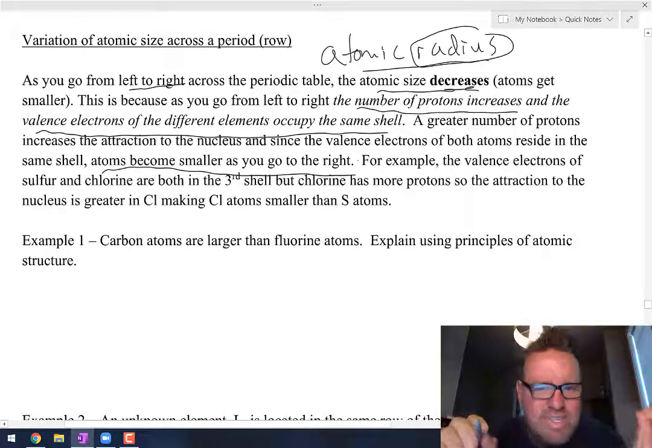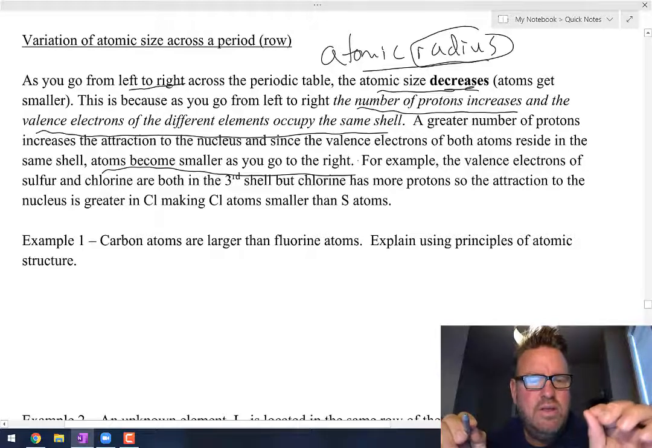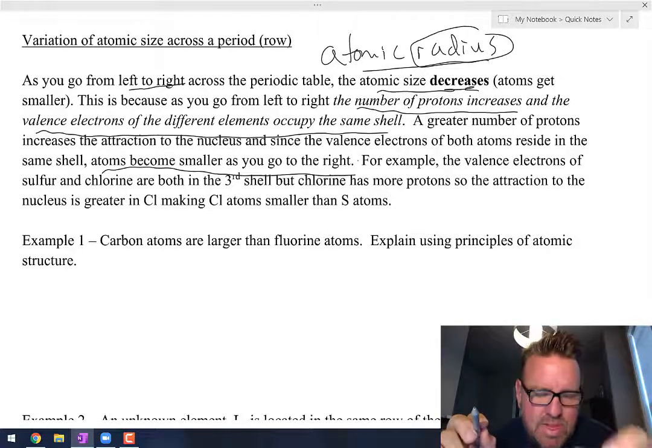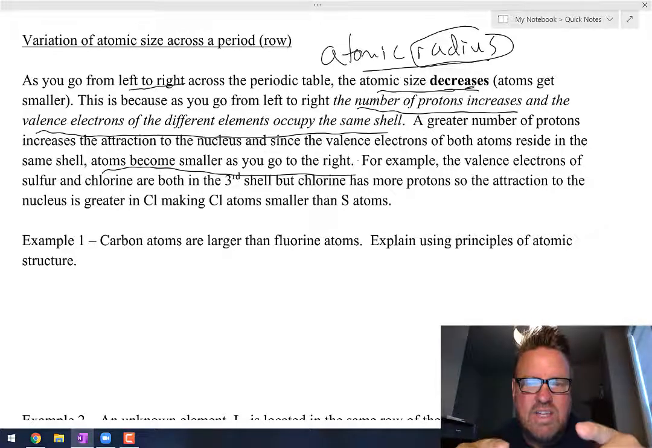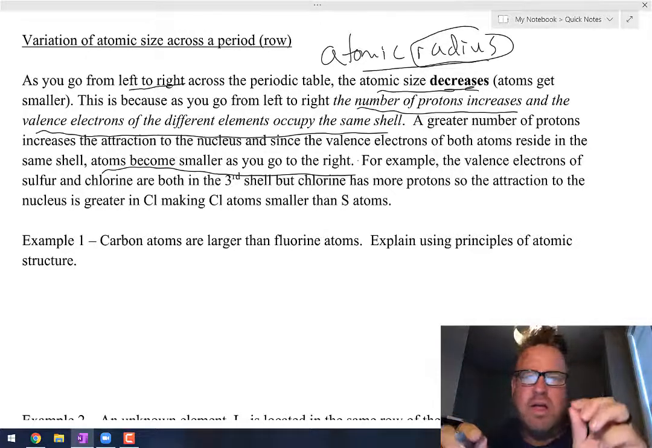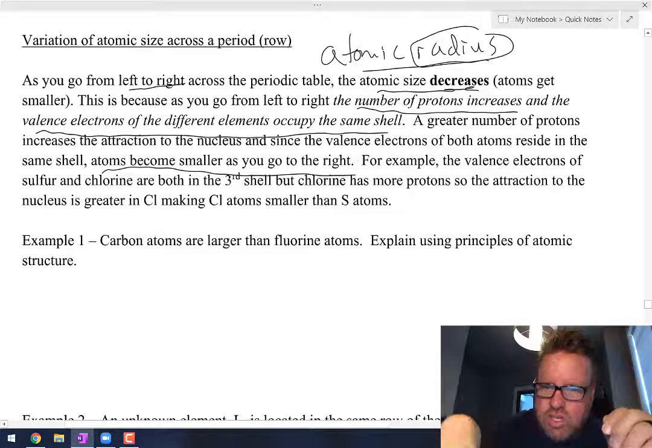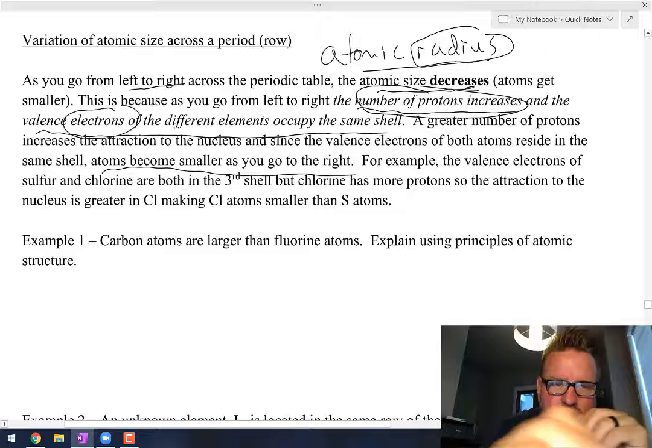Remember, don't ever say that something is smaller than something else because it's farther to the right on the periodic table. You cannot use that reasoning. You must talk about atomic structure, which means the structure of the atom. Talk about the protons, talk about the electrons.